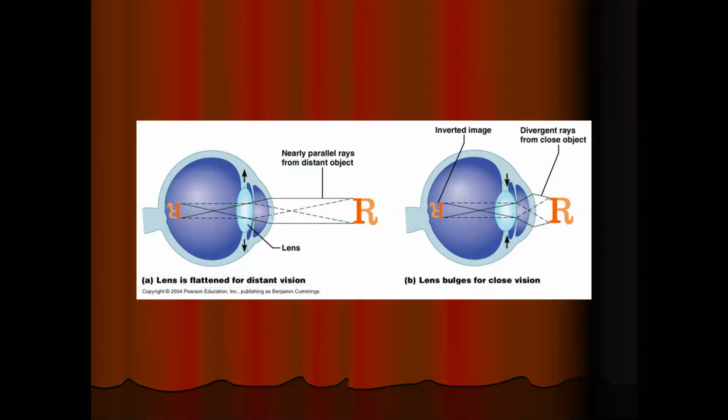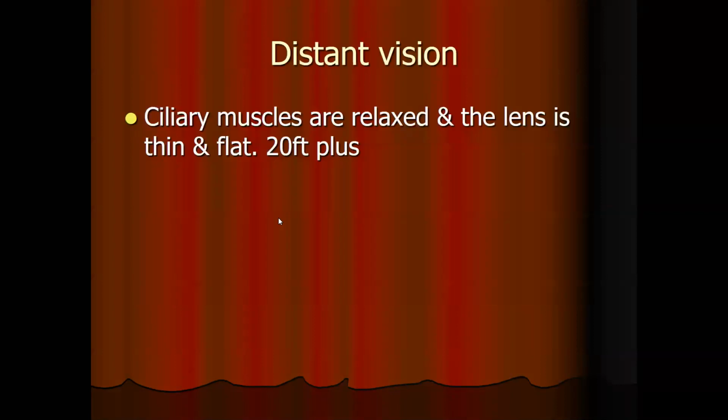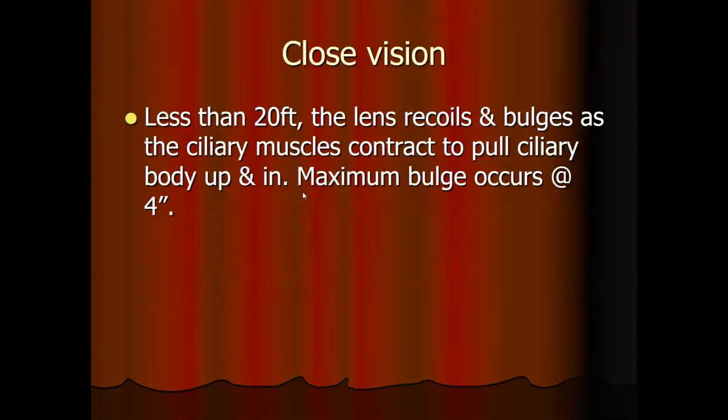Okay, so that's how vision works. Distant vision, close vision. So remember that in distant vision, the ciliary muscles are relaxed. That's why your eyes don't get tired, and the lens is thin and flat. This is when we're looking at things that are farther away than 20 feet. Then for close vision, these are things we're looking at less than 20 feet.